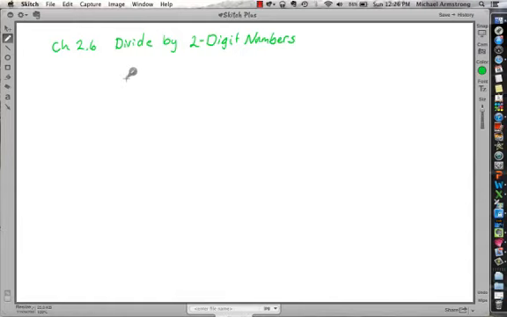Okay, this is what you've been waiting for, chapter 2.6. We're finally getting to divide by two-digit numbers. This is actual long division. All right, and some of you guys have worked on this before. I know that you did it in 4th grade. You might have hated it, you might have loved it, I'm not sure what, but we're gonna work on some of these right now. How do you do it?